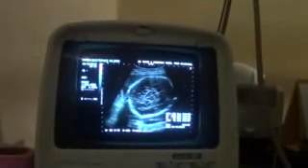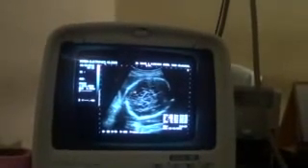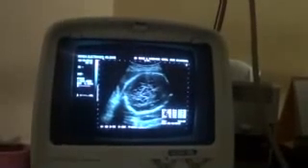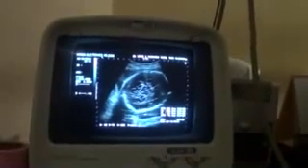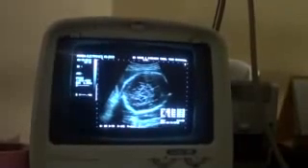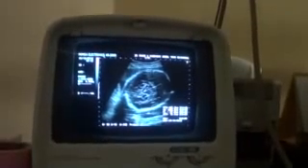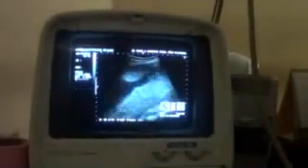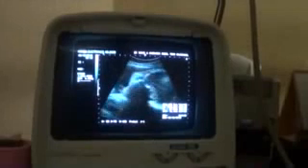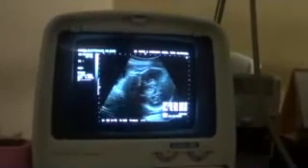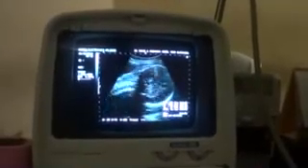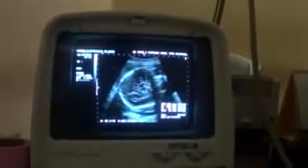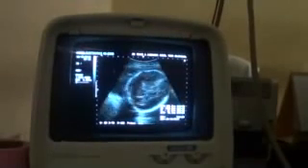Now this is the cranium, the skull bone, normal, and this is the falx cerebri, this line. These are the cavum septum pellucidum. This is the thalami, and there is no dilation of the ventricles. All the internal organs of the brain are seen normal.